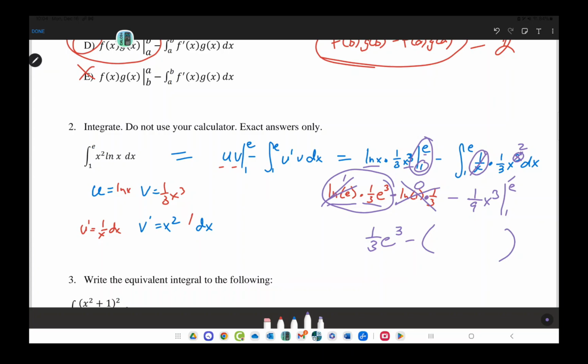How do you know when to do u substitution? When you can't do u substitution, you do this. Why couldn't you do u substitution? What would you substitute u in for? ln of x. What's the derivative of ln of x? Do you have 1 over x? No, you have x squared. How would you get rid of x squared with 1 over x? You wouldn't. That's why. You can't.